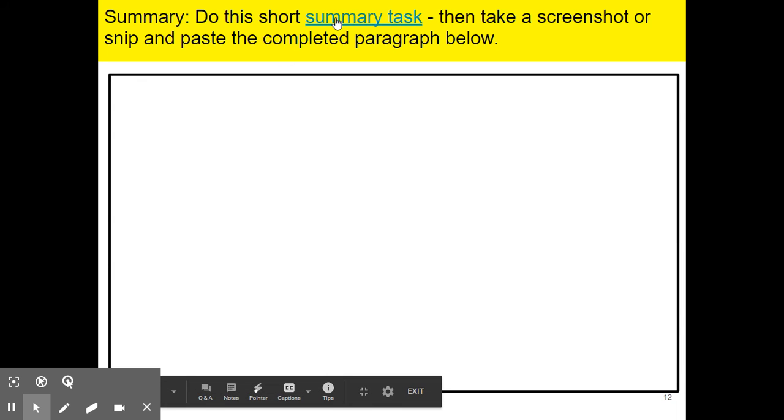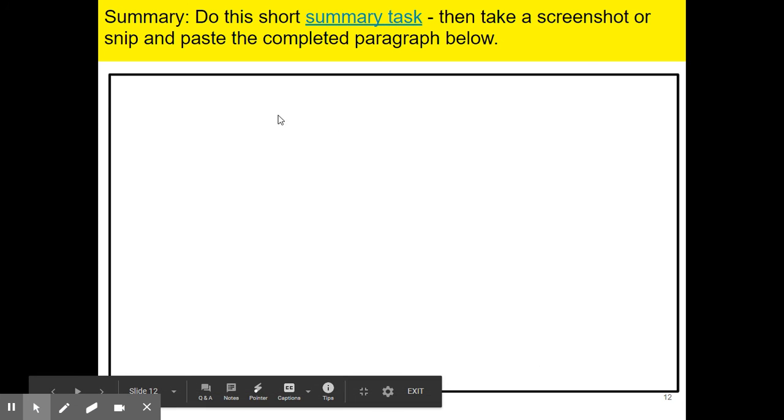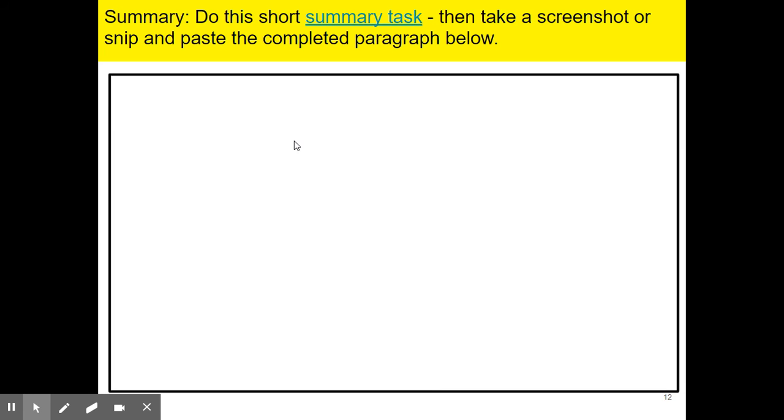Okay, and now we have a summary, and this is as many of the summary tasks that you've done before. I want you to complete it, and once you've got the answers correct, I want you to screenshot it and paste it into this slide.